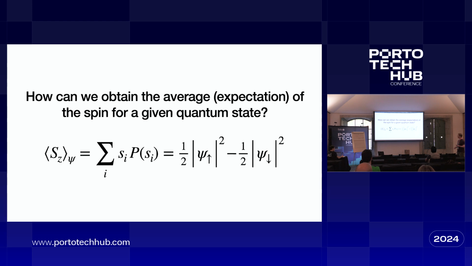Now we're starting to get into it, guys. Well, I think you can see an average is a sum of the result of the measurement times the probability of that result. Which in our case, we know it was the magnitude squared of psi up times a half, because the result is positive a half, plus the magnitude squared of psi down times negative a half.